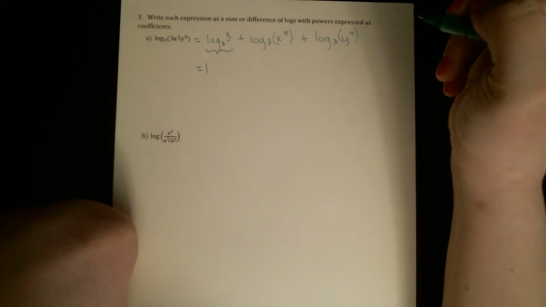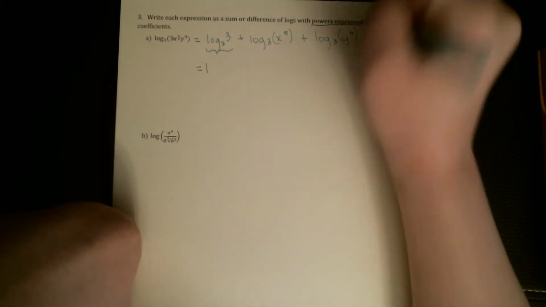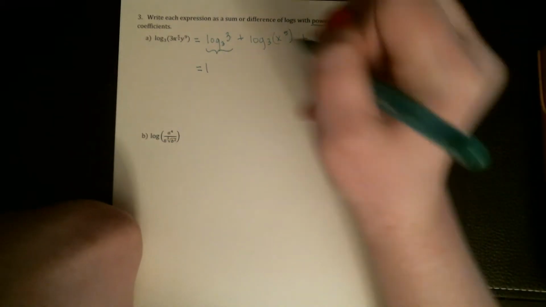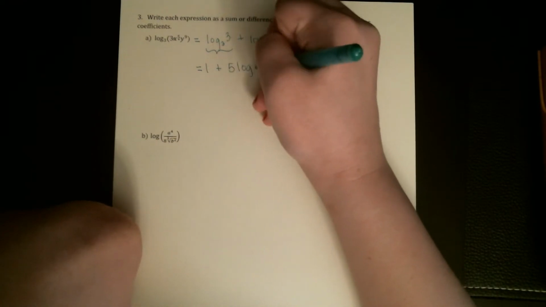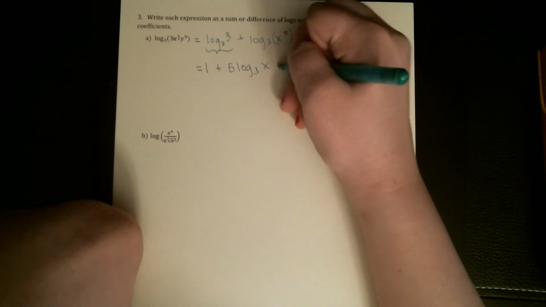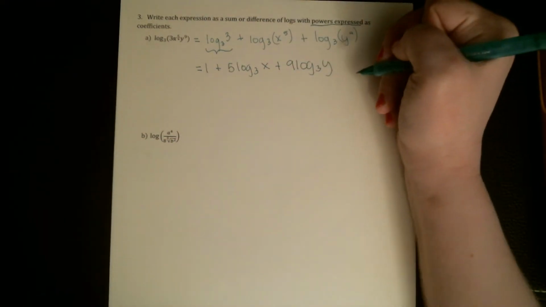With the last two logs, I can deal with the powers. This is part of my directions here, expand it out and move all the powers down to the front. So I'm going to rewrite this as a 5 log base 3 of x plus a 9 log base 3 of y. Okay, so this is correct work.